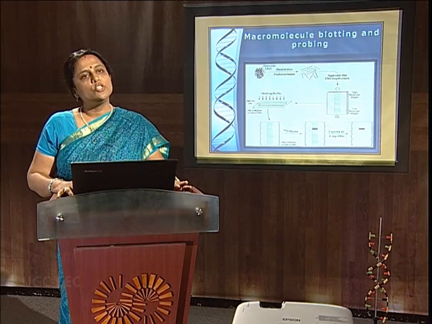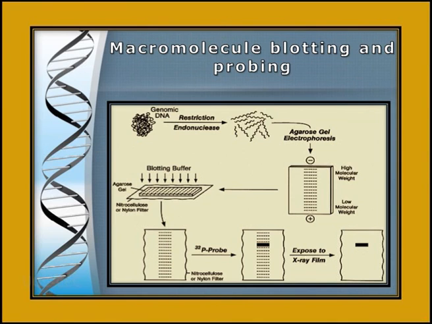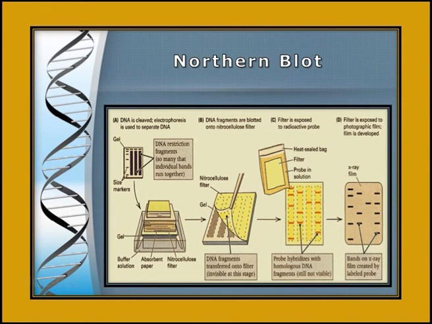Now, we are coming to another important aspect of molecular biology, that is macromolecule blotting and probing. It comprises the northern blot, wherein gene expression can be studied, and herein we separate the RNA on an agarose gel and blot it with a radiolabeled probe. This will help us check whether gene expression is occurring or not.